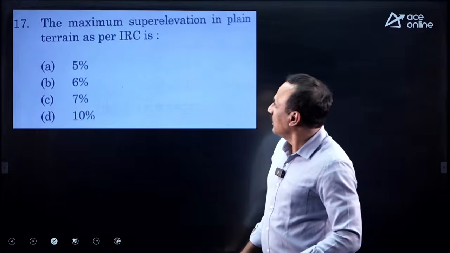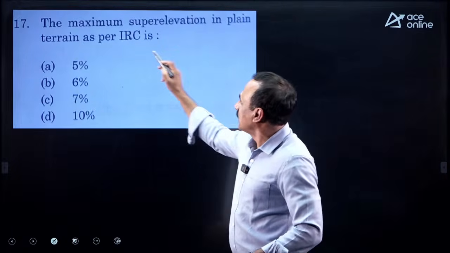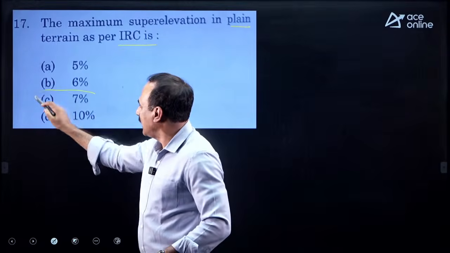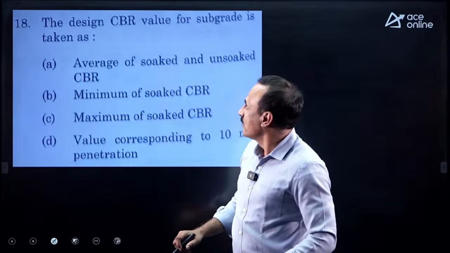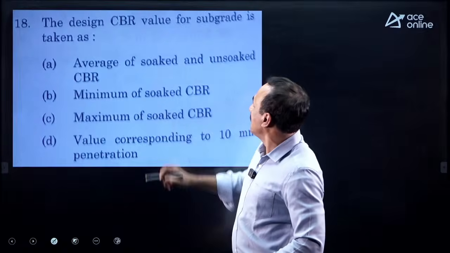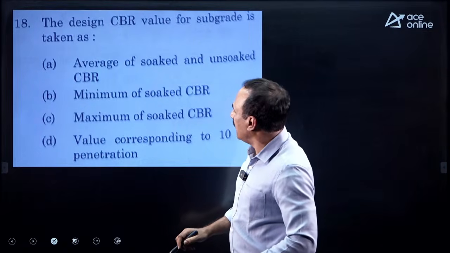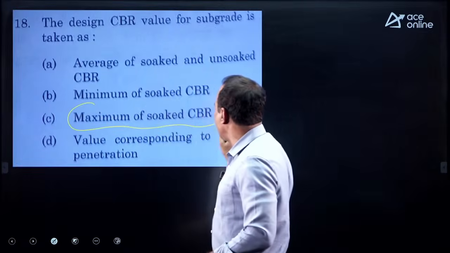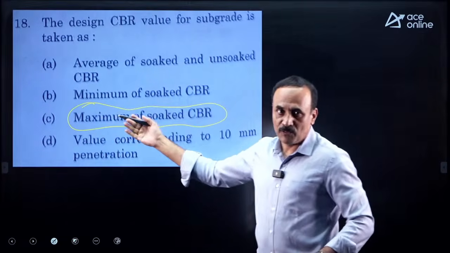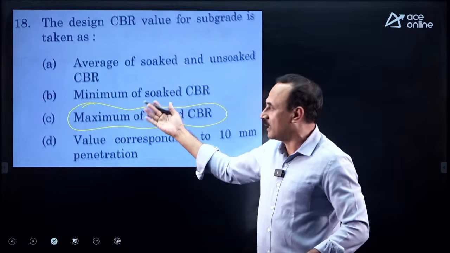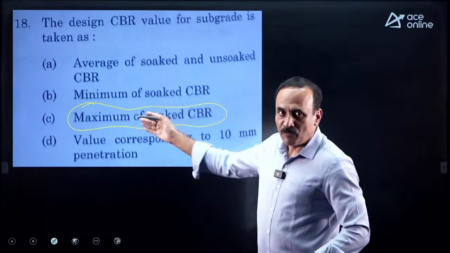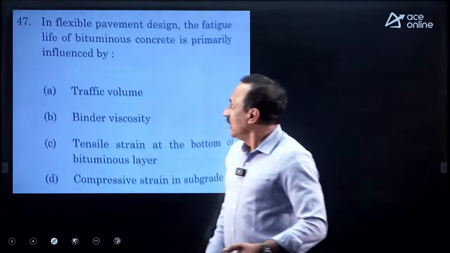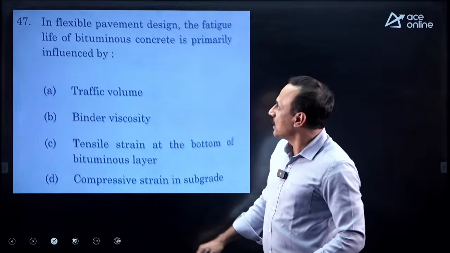Coming to this question, the maximum super elevation as per IRC in case of plain terrain is 7%, a straightforward memory oriented question. Coming to the next, the design CBR value for subgrade is taken as the maximum of the two values, one is the 2.5 mm settlement and the other is 5 mm settlement, for 4 days soaking. So the answer is option C directly. If you know the fundamentals, you can directly pick up the answer.